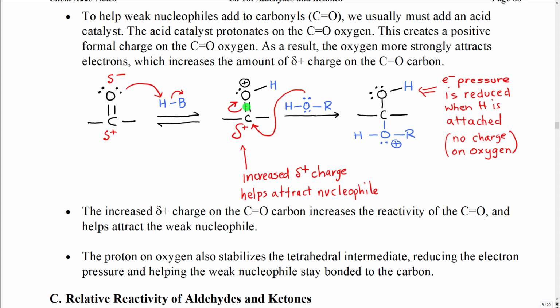When it does attack, it will still push a pair of electrons out onto the oxygen. But what we will get is this intermediate. And if you look, this is a protonated form of the tetrahedral intermediate, where the oxygen no longer has a negative charge, and therefore there's a greatly reduced amount of electron pressure. That will allow this strong leaving group to stay attached long enough for other things to happen.